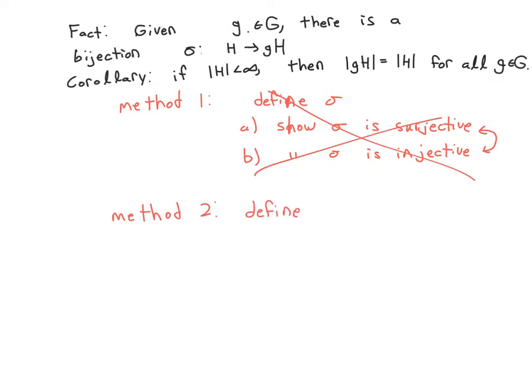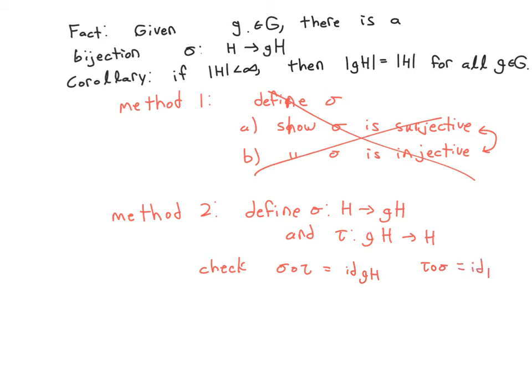Remember, we have theorems, so you can always use them. Another theorem we have that we cover in the proof writing course is that a function is a bijection if and only if it has an inverse. So another approach is to define two functions and then to check that they are the inverses of each other. So sigma composed with tau goes from GH to GH, that is the identity function on GH. And that tau composed with sigma is the identity function on H.